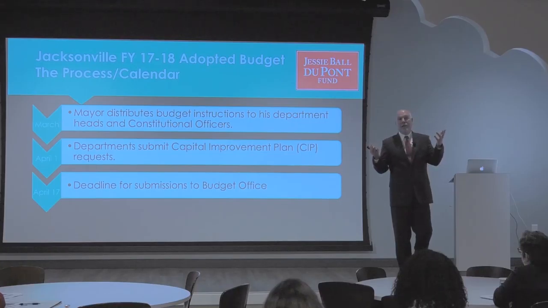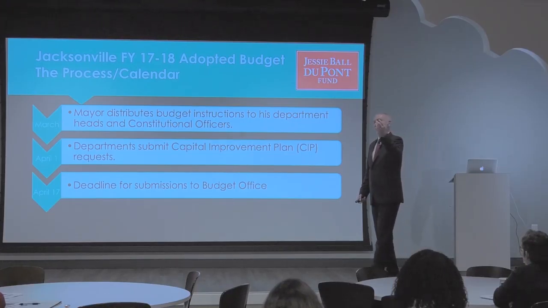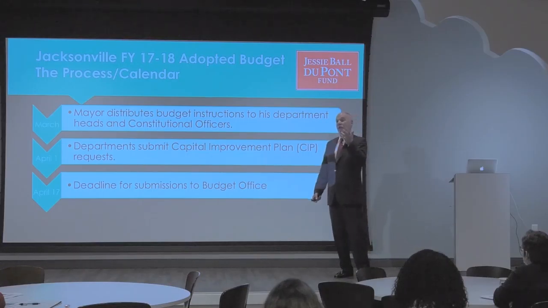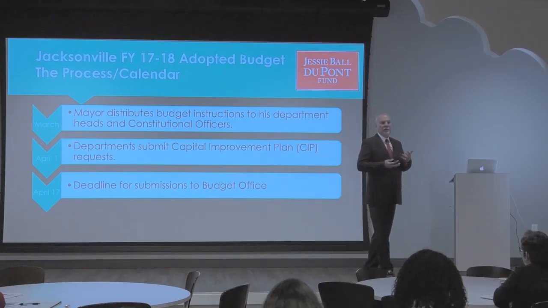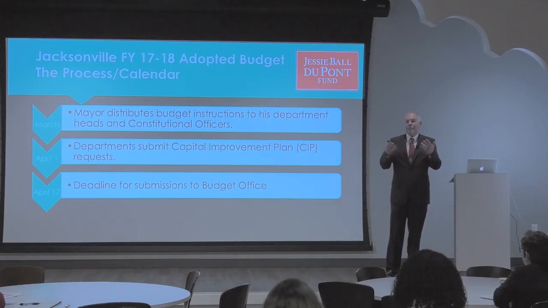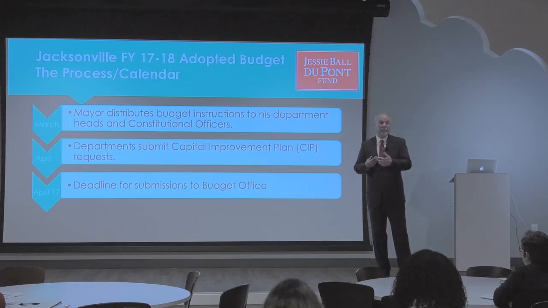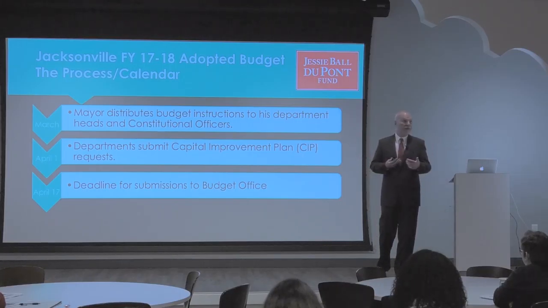Without being specific, in a particularly tight budget year we might say we want to see you hold the line, we want your budgets to come back 3% less than last year. Times are good, we might say you can increase your budgets by X. You might have some guidance around salaries. So it's really an opportunity for the executive to convey to department heads and constitutional officers what we're expecting from you in terms of your budget request.